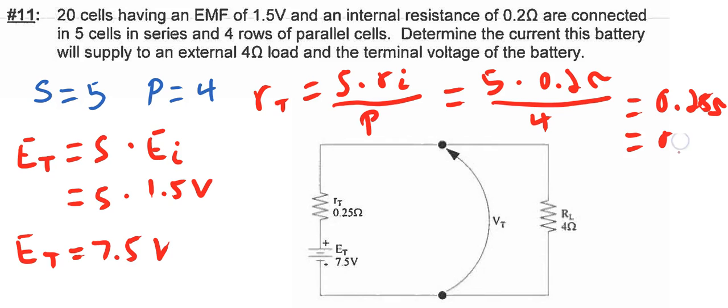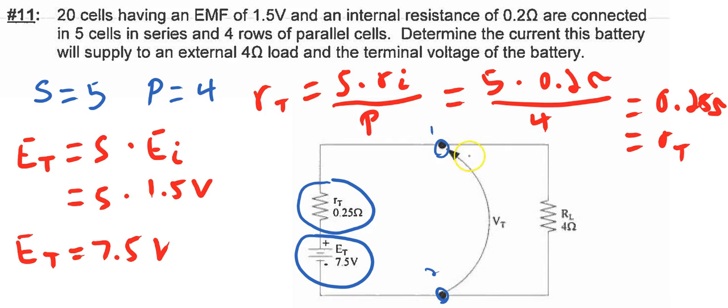the total internal resistance. And so we use that information to draw an equivalent circuit which represents the battery in question, and we have RT at 0.25 ohms, ET at 7.5 volts, which gives us the terminals of the battery, 1 and 2, here. Externally connected to the battery then would be the load of 4 ohms, as is suggested in the question.